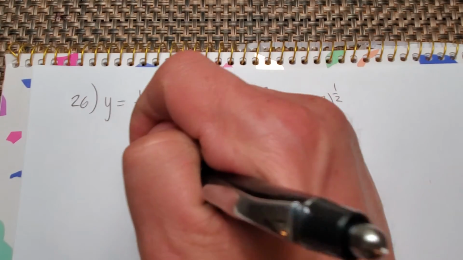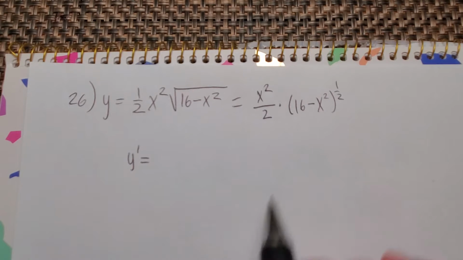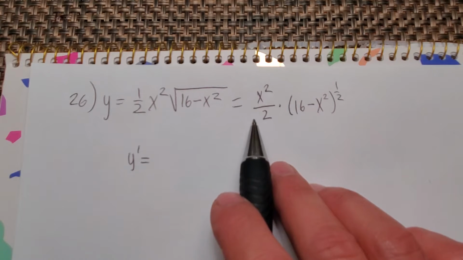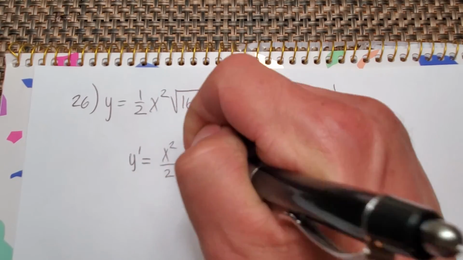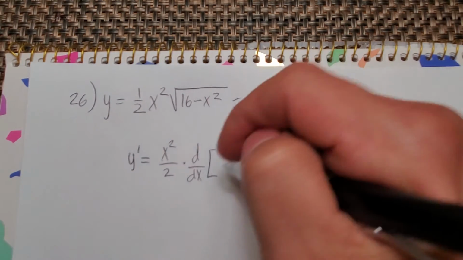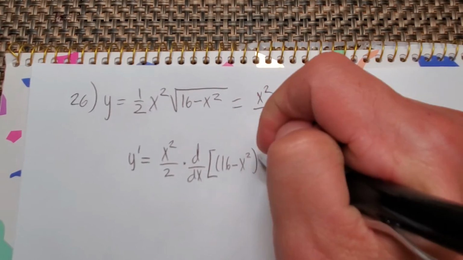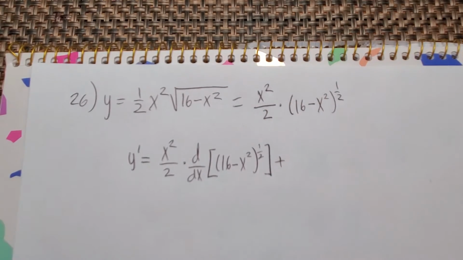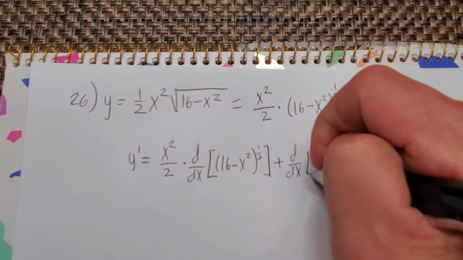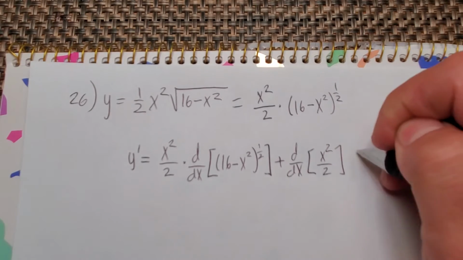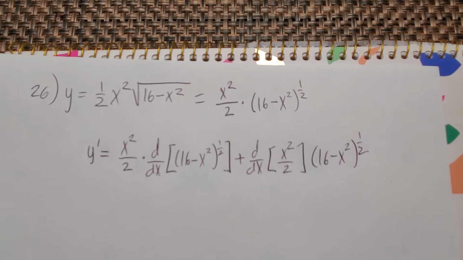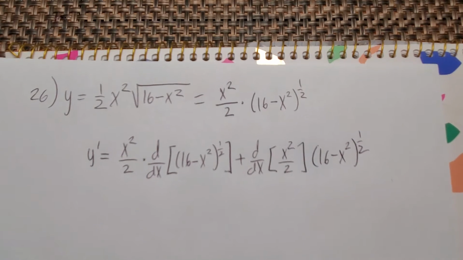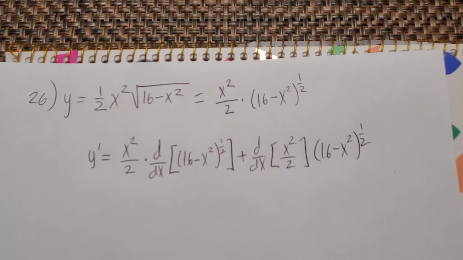So let's get started. According to the product rule, to find the derivative of this, we take the first factor, x squared over 2, times the derivative of the second factor, plus the derivative of the first factor times the second factor. So that's how you set it up. This is the product rule. Now it's just a matter of simplifying things down and cleaning things up.